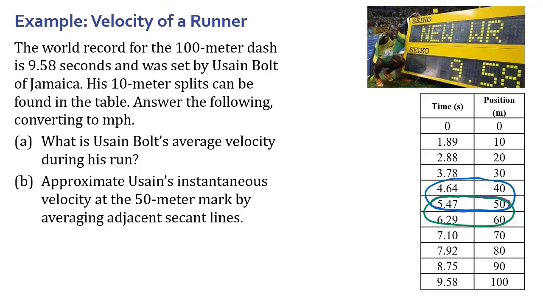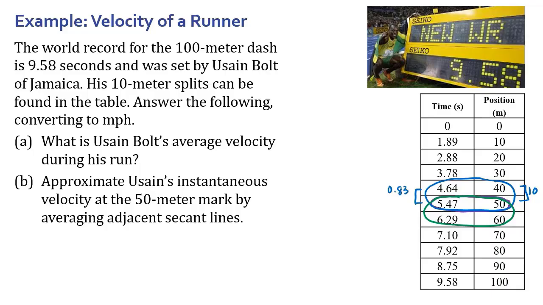Let's look at what happens as he's approaching it, going from the position of 40 meters up to 50 meters. If I found the slope of the secant line there, I would be taking the change in y values, which we can see here is 10, and then dividing that by the change in x values, which ends up being 0.83 when you take 5.47 minus 4.64.